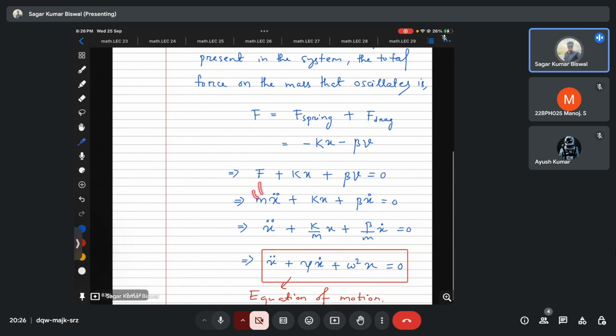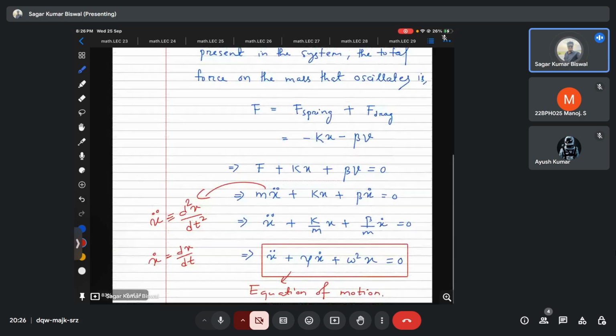Or this force can be written as mass into acceleration. And what is this x double dot? This x double dot is nothing but d squared x by dt squared, right? And what is x dot? x dot is just dx by dt. So this is the differential equation you need to solve, right?